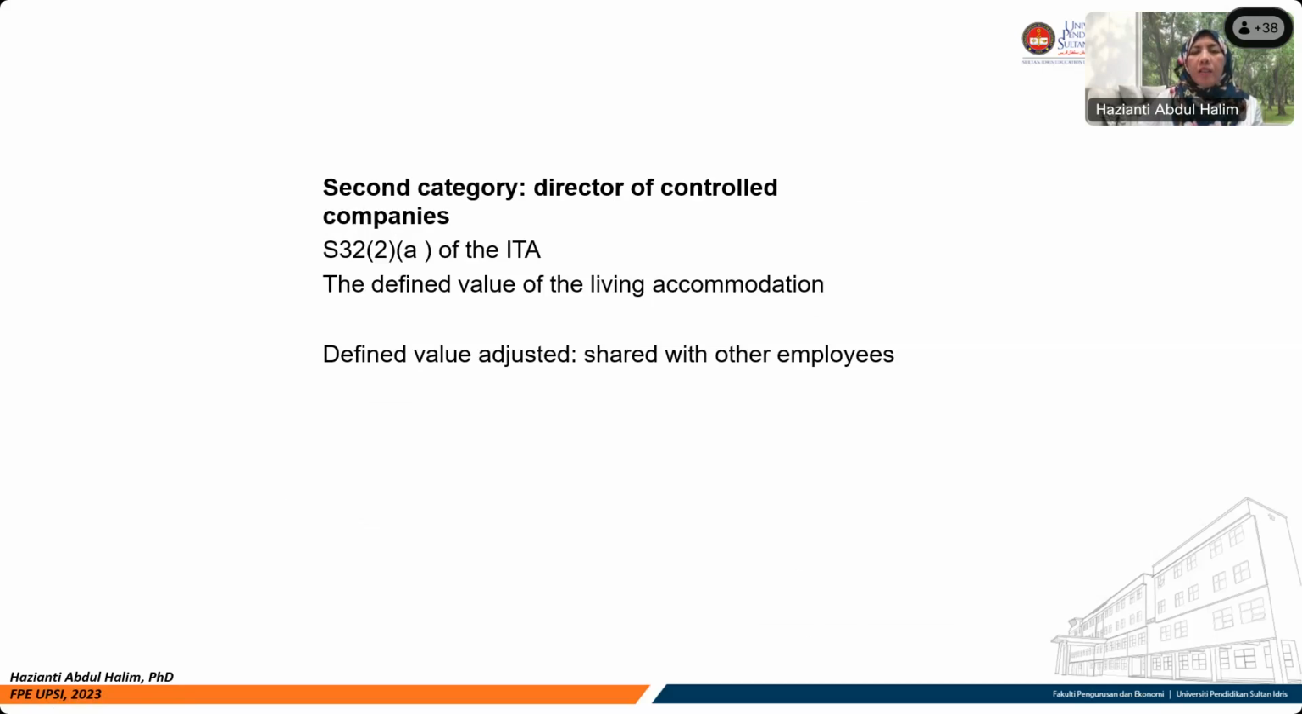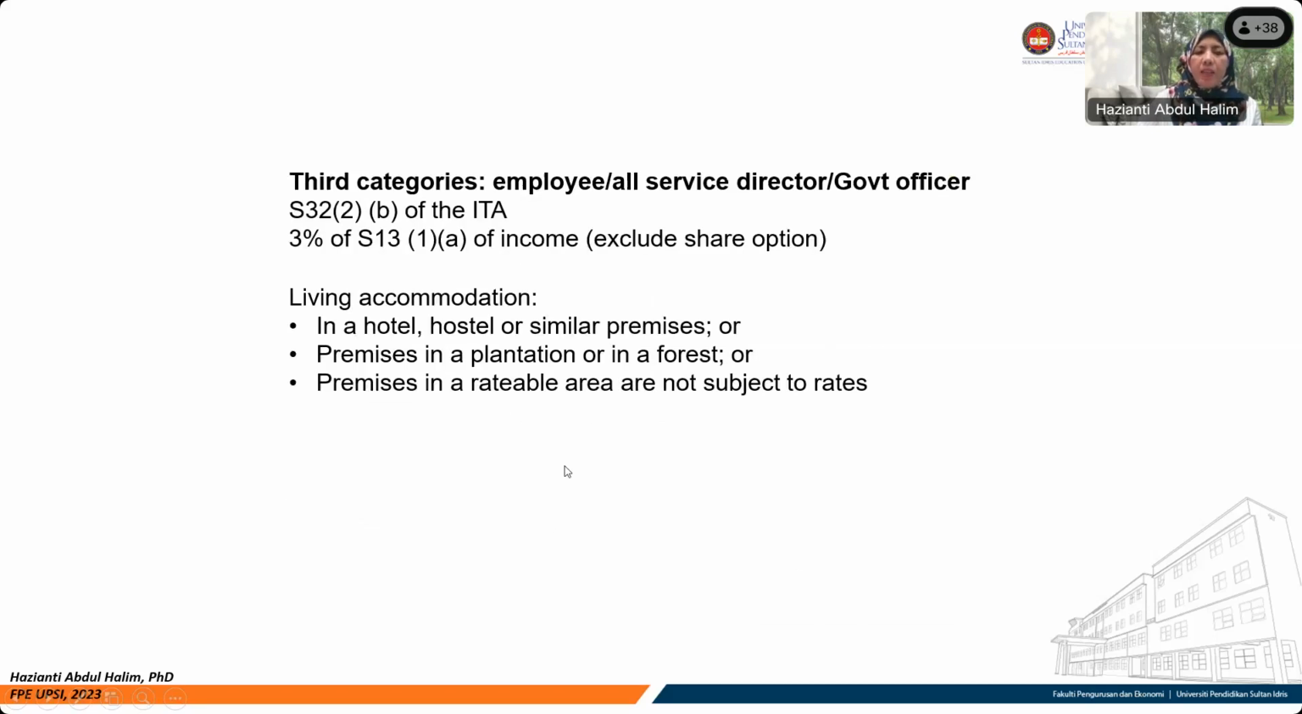Right, the second category: we just take the defined value of the living accommodation. We don't compare, we take the defined value directly. And if they share with an employee, we will adjust. And the third category is for everyone, if they get living accommodation in a hotel, hostel or similar premises.